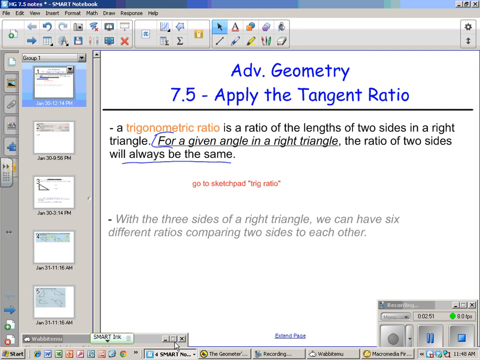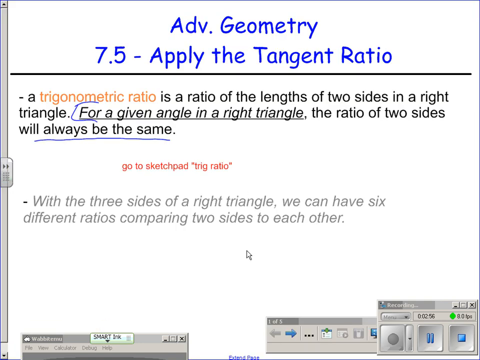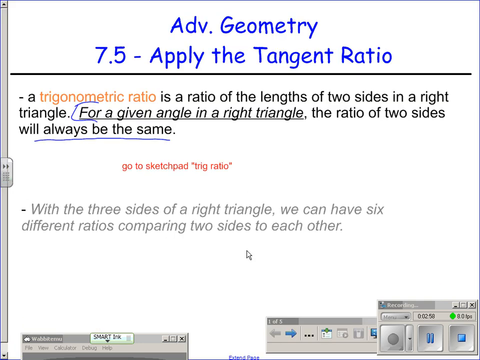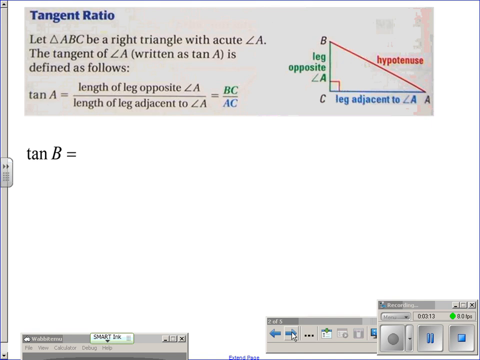So we got three sides in a right triangle. I'm looking right down here. We got the three sides. We really have 6 different ratios. Now, technically, there's only 3 of them, but if you flip them over, you got 2 for each ratio. For this section, we're just going to talk about one of those. It's called the tangent ratio.